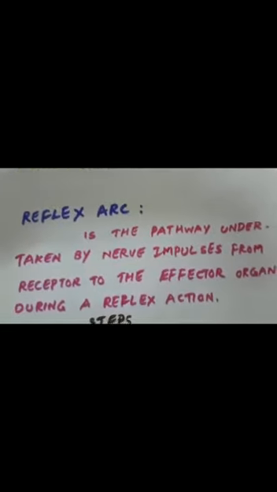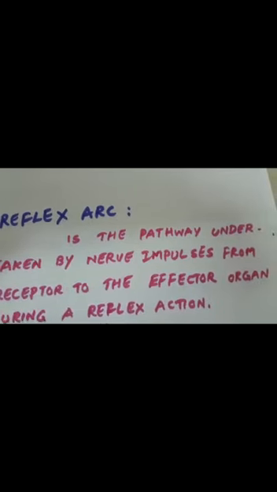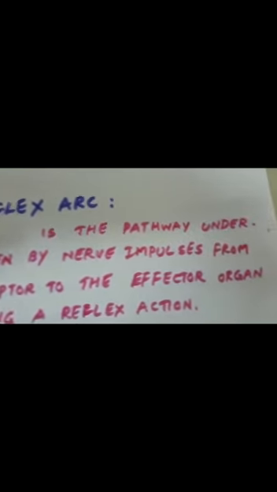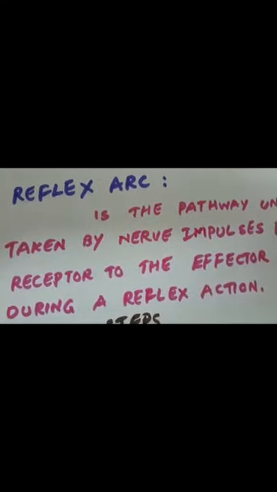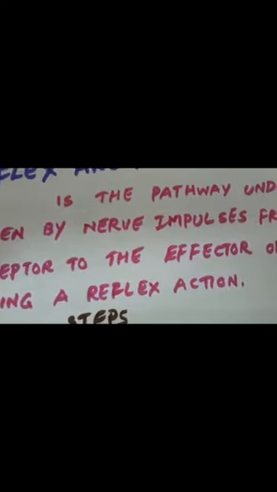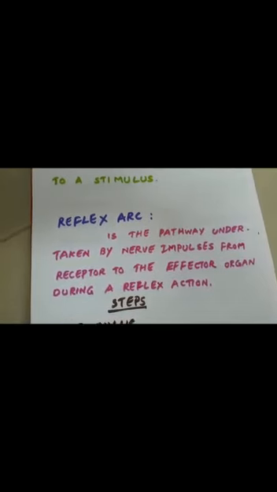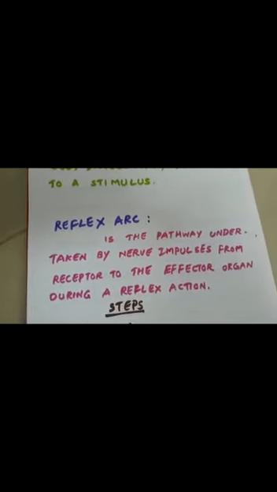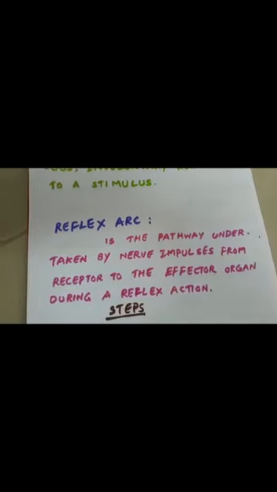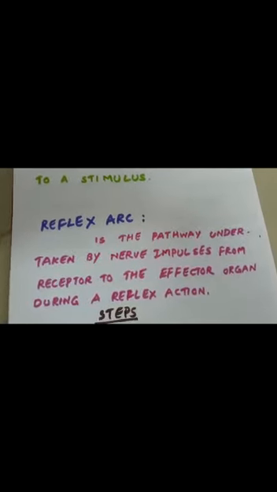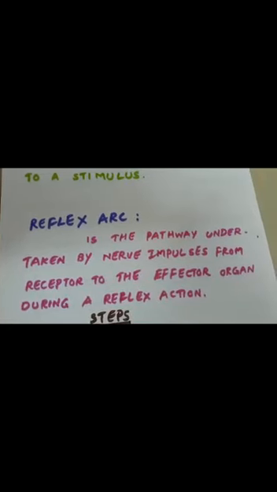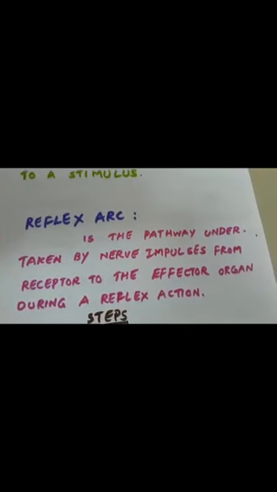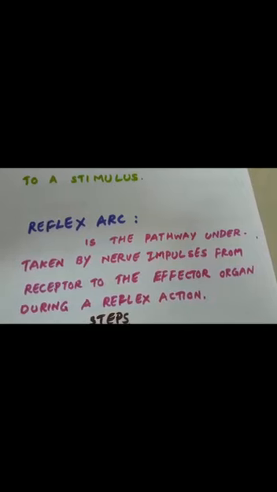What is reflex arc? Reflex arc is the pathway undertaken by nerve impulses from receptor to the effector organ during a reflex action. In the previous video, in the drawing of spinal cord, you understood that the receptor is the skin and the effector organ is the muscle of the hand, which made us pull our hand back.